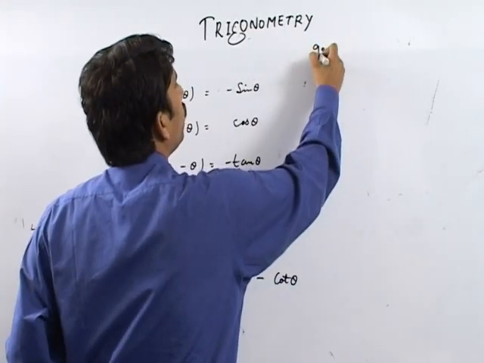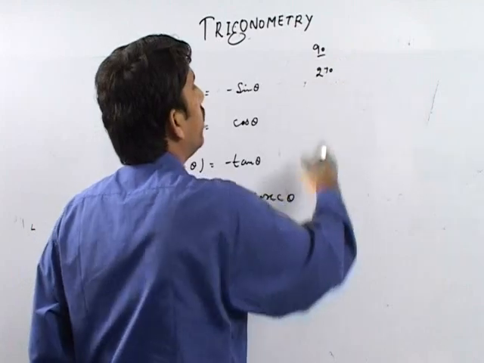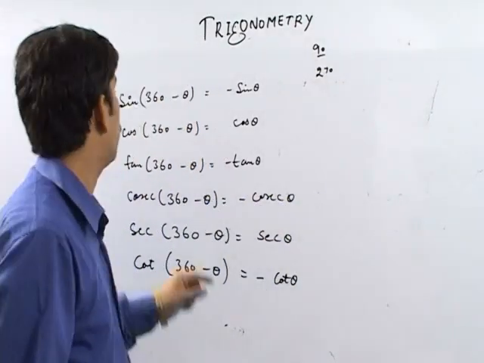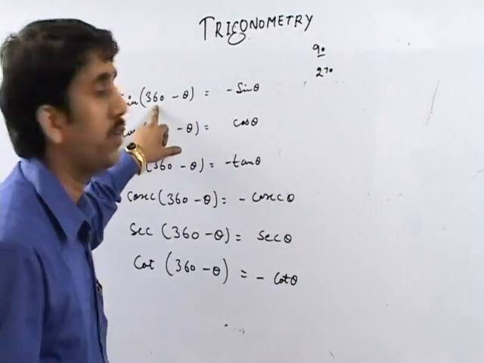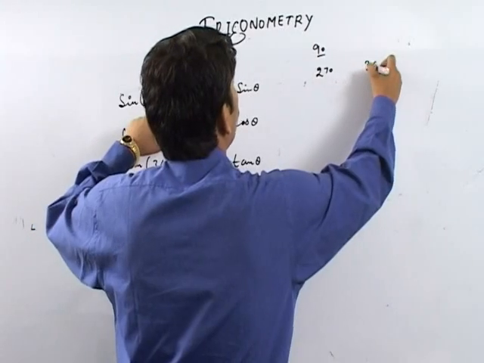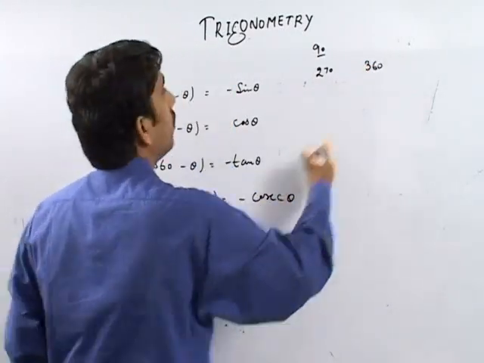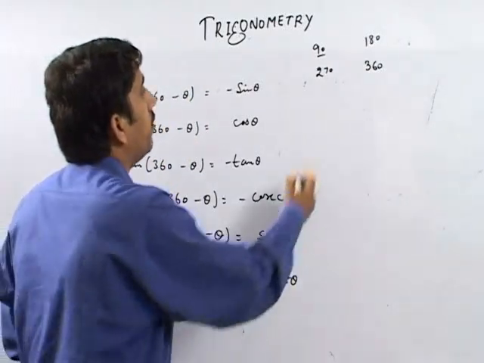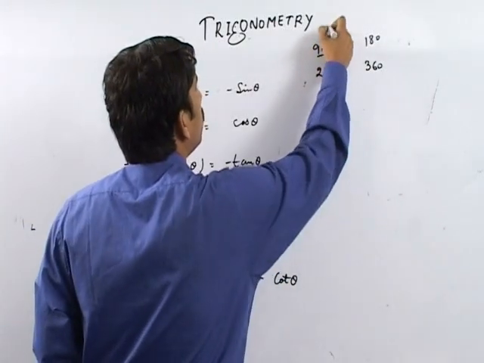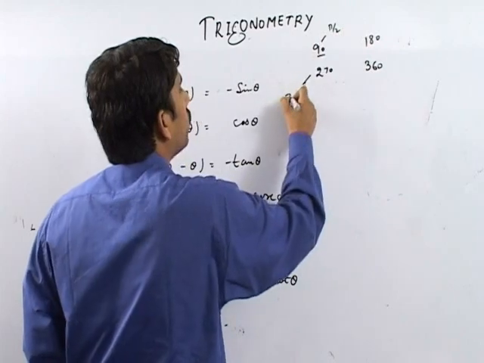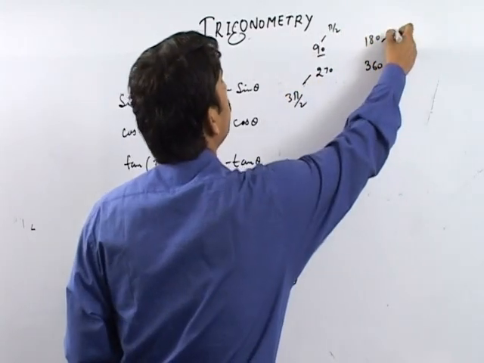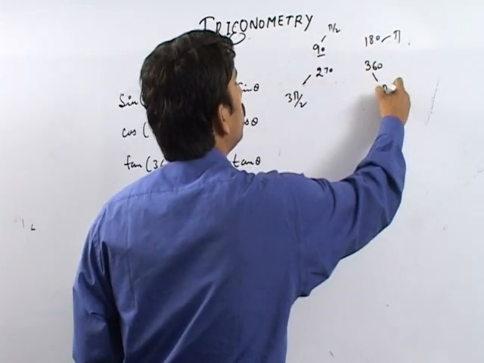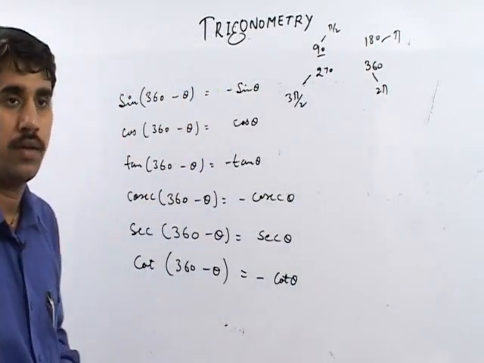Thus from these formulas we come to the conclusion that the trigonometric function will change if the angle is with 90 degrees or 270 degrees, and the trigonometric function will not change if it is 360 or 180 degrees. For 90 degrees you can write pi by 2, and this is 3 pi by 2, this is pi, and this is also 2 pi.